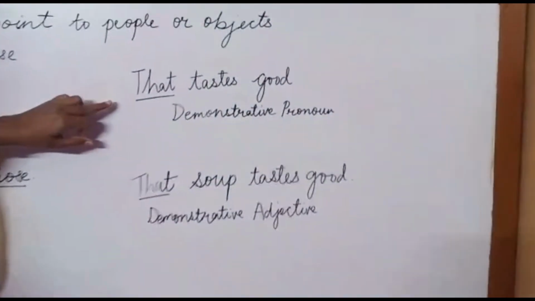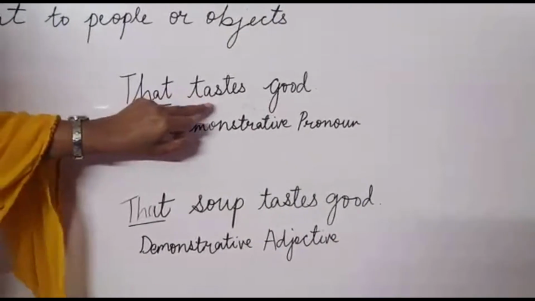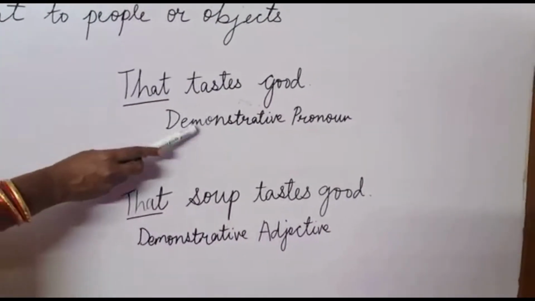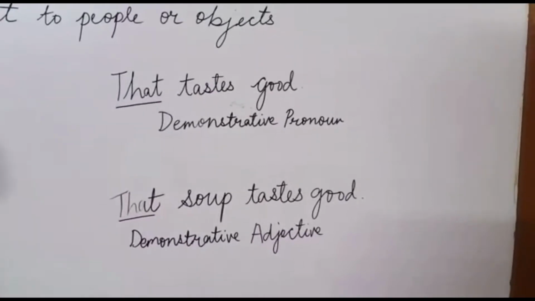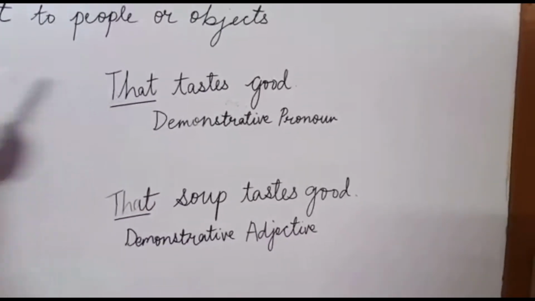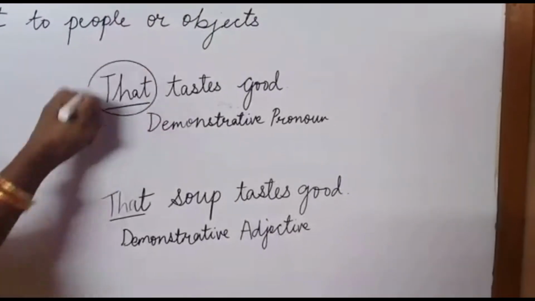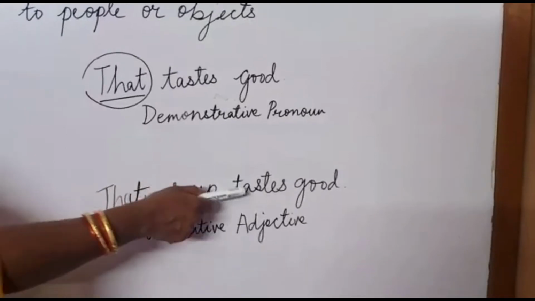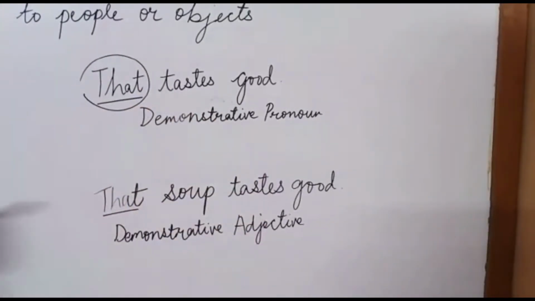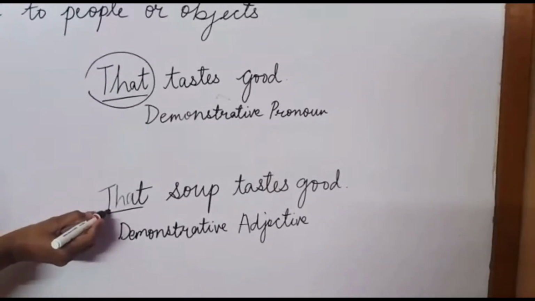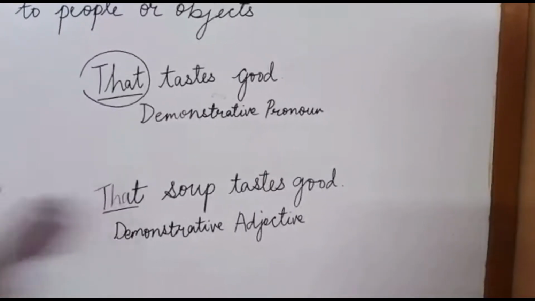See this sentence: that tastes good. Now here, that is the demonstrative pronoun. We already discussed that this, that, these and those are the demonstrative pronouns. Here that is the demonstrative pronoun. Now the same thing, that soup tastes good. I have written the sentence like this, a slight change. Now here that is the demonstrative adjective.